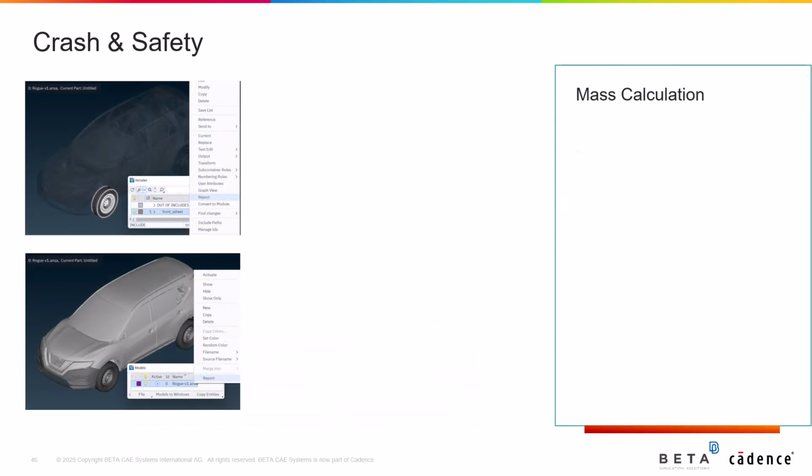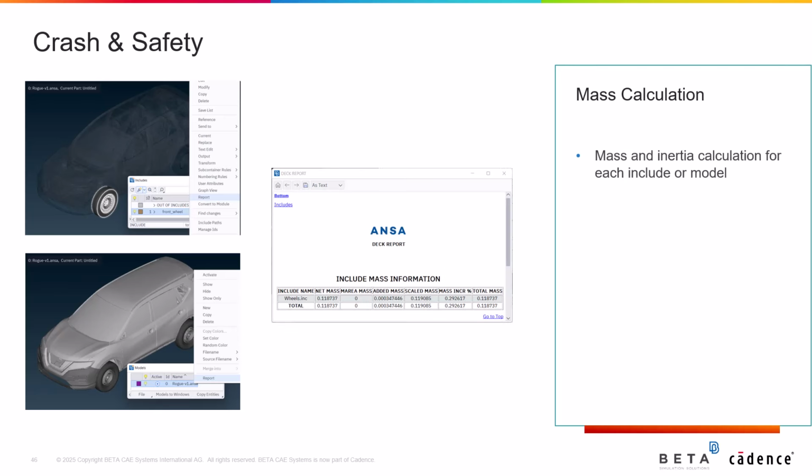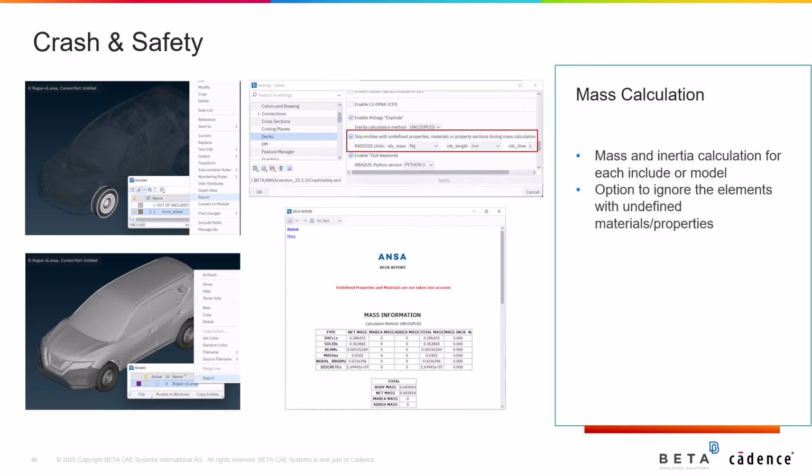Regarding mass calculation, a new action has been added to the Includes/Models context menu. This action generates the deck report's mass information table for the selected includes, allowing the user to inspect all inertia characteristics of the chosen includes. Additionally, an option has been introduced in ANSA defaults to skip elements with undefined properties or those referencing undefined materials during mass and time step calculation.